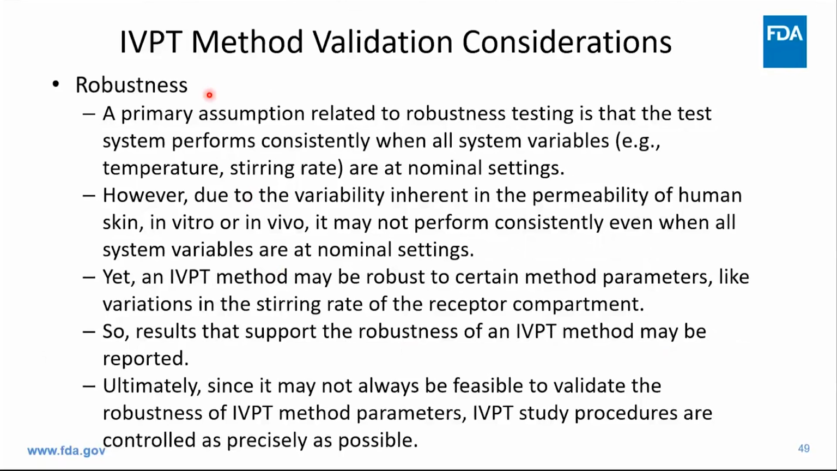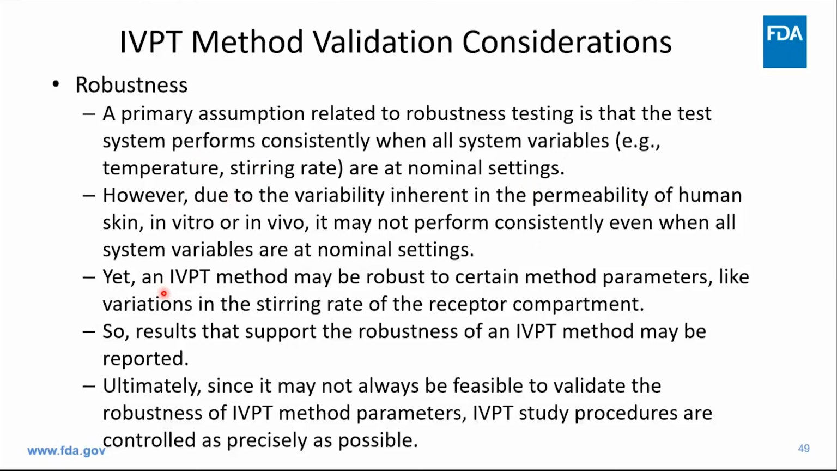And a primary assumption related to robustness testing is that the test system performs consistently when all the system variables are at the nominal settings, like the temperature and the stirring rate. However, because of the variability inherent in the permeability of human skin, this is true in vitro or in vivo, it may not perform consistently, even when all the system variables are at nominal settings.